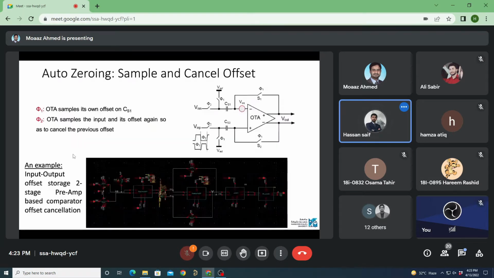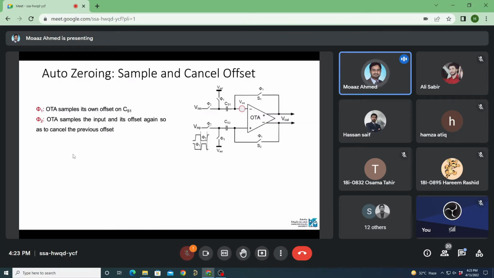Now that's changed, the auto zeroing slide. Okay, so auto zeroing is sample and cancel offset. Here you can see a typical amplifier.